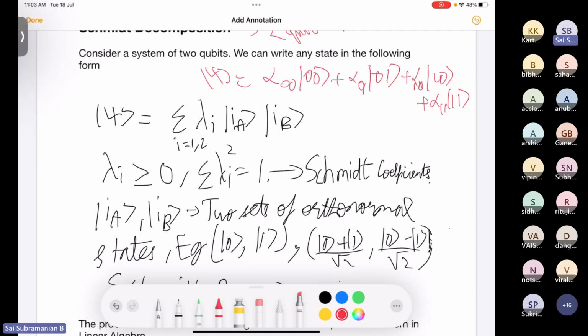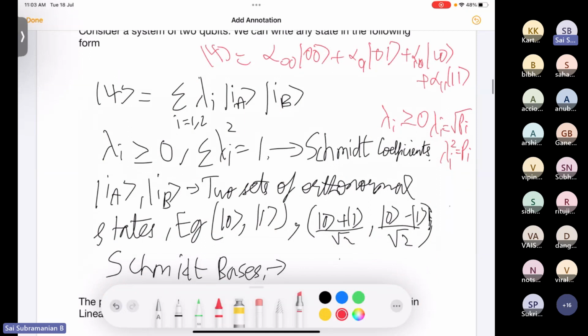So what are these? Lambda i is nothing but a non-negative real number, greater than or equal to 0. You can think of lambda i as the square root of p i. It is the square root of a probability, a real, positive number. So if you take lambda i squared, think of it as the probability of i.